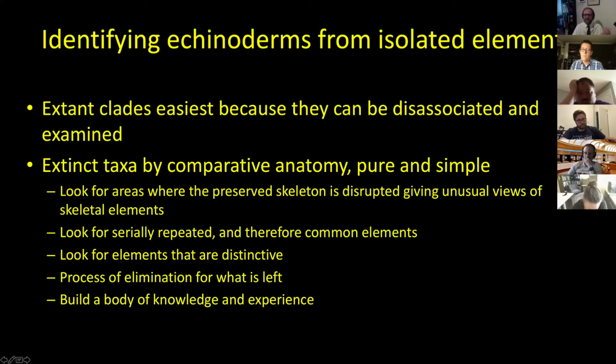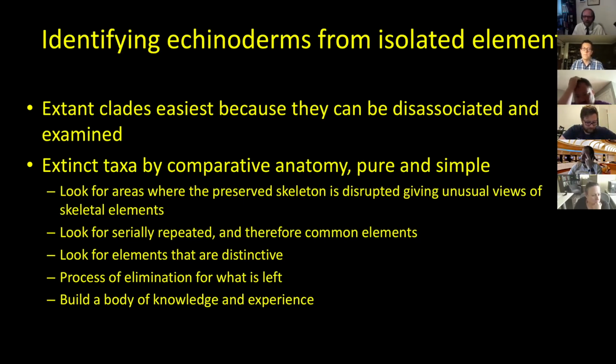You look for specimens that are well preserved, except for an area that is disrupted, where you get things jumbled, so you see different angles of things. You look for elements that are serially repeated. Serially repeated elements are common, and so you're more likely to find them in a pile of hash. You look for elements that have something very distinctive about them. And what's left, you work out with a process of elimination while building a body of knowledge and experience.